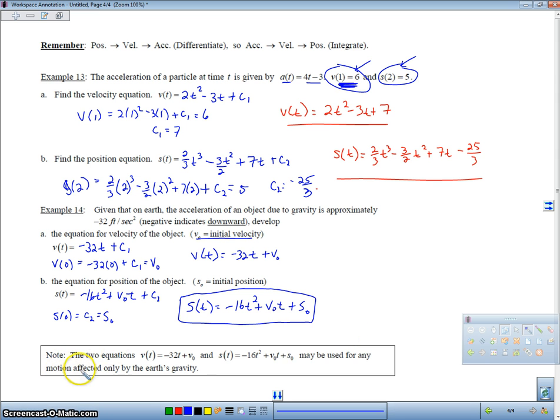Okay, just a quick note here. These formulas that we came up with at the end can be used for any motion affected only by Earth's gravity. All right, guys, that's position, velocity, acceleration using anti-differentiation.